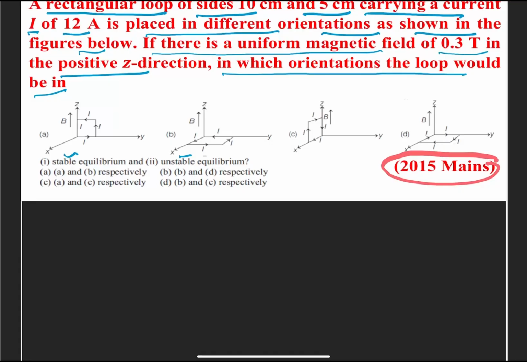Okay, and you can say the direction of magnetic field is always fixed, that is toward z, or we can say plus k axis. And the orientation is changing from, first is in zy plane, second one is xy plane, third figure is in xz plane, and the last figure is in yx plane, but the current direction is opposite as compared to figure B.